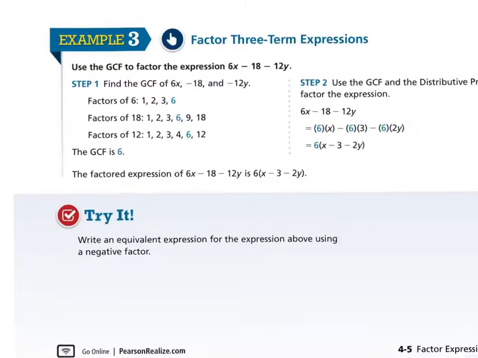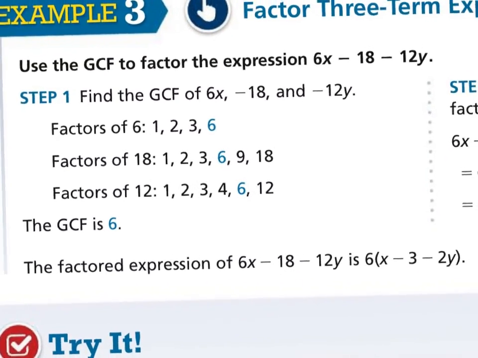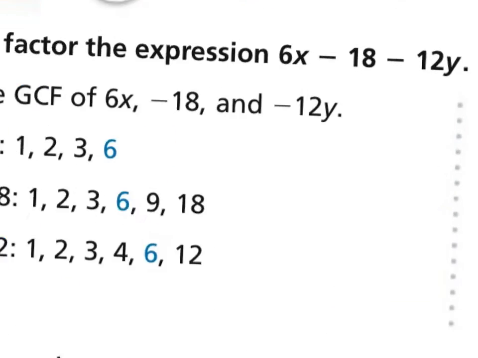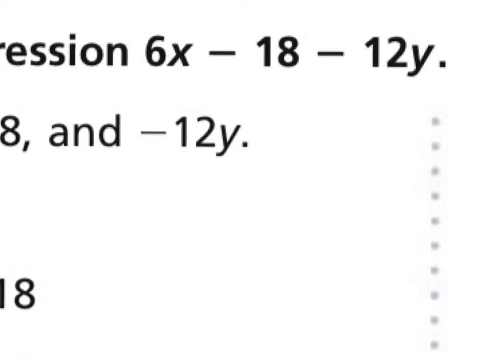So example 3, they want us to use the greatest common factor to factor these expressions. So basically the difference here is that we have 3 terms instead of 2. So we have to find a common factor with all 3 of these. So we have 6, and if you want to add the opposite on these, you can: 6, negative 18, and negative 12. We're basically looking at the 6, 18, and 12, not worrying about the negative part there.